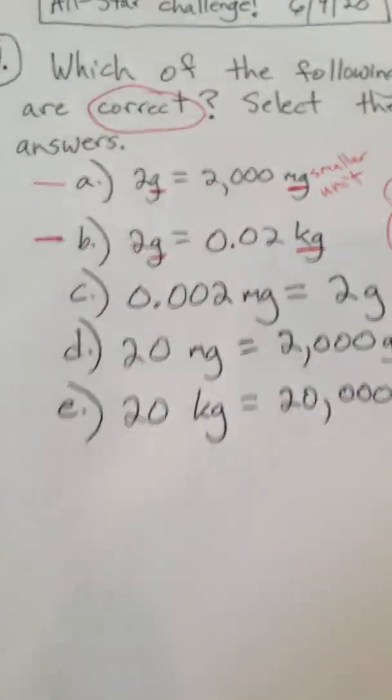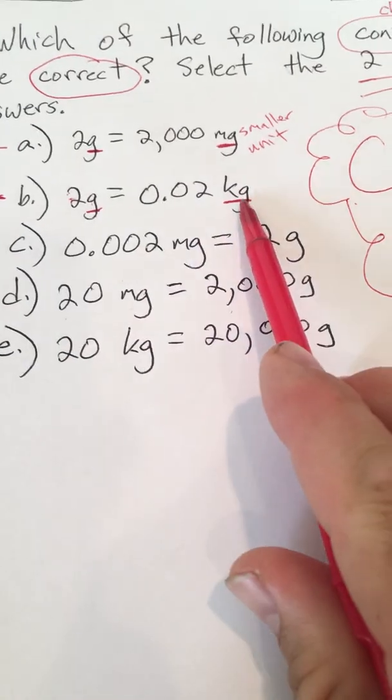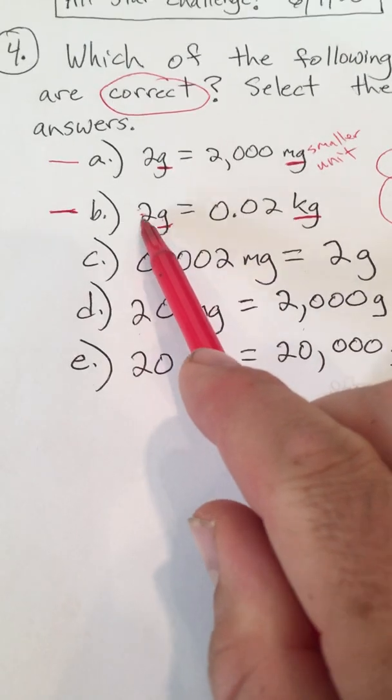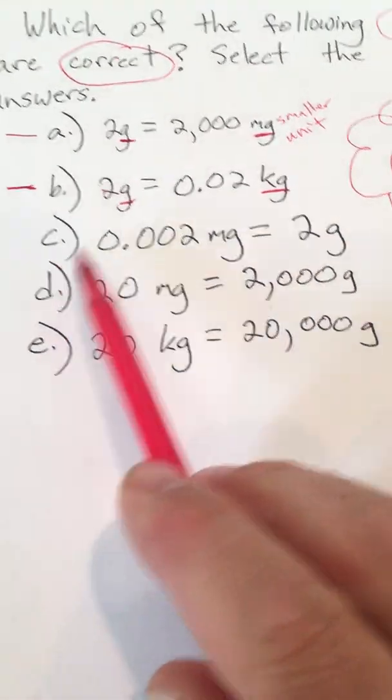I'm not quite ready to go dig deep into it, but I'm going to just put a little line here saying that might be right. At least this idea of the bigger unit has a smaller number, the smaller unit has a bigger number. That's all I'm going for right now on my first time through. Okay, now let's go to C.